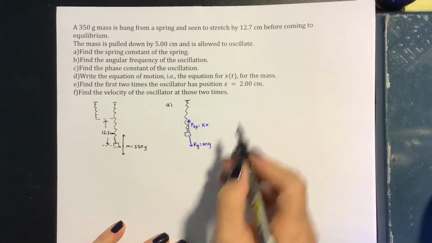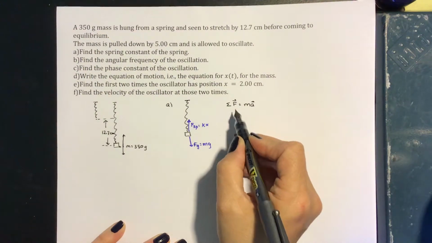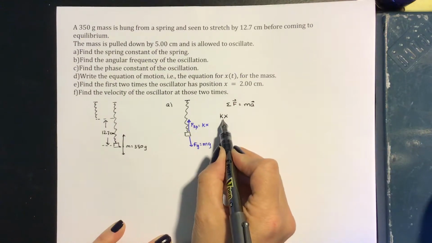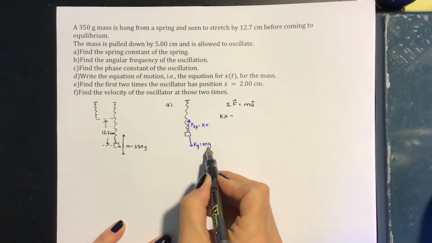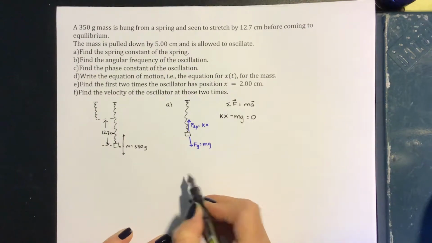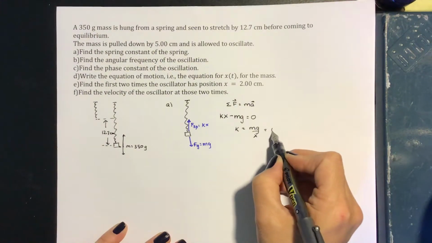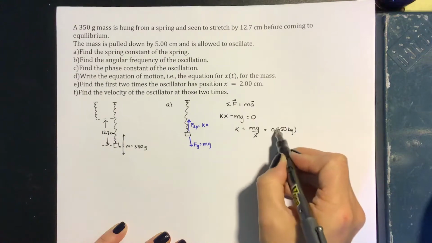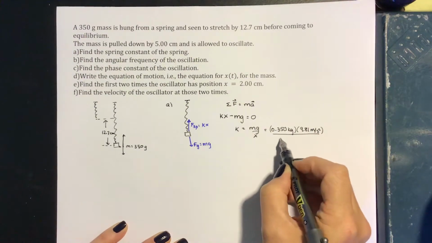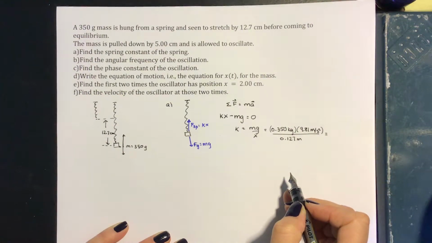If we write Newton's second law, the sum of the forces equals mass times acceleration. It's not oscillating at all, so our acceleration is 0. The spring force points up, so it's positive, and we take away our weight, because that points down, so it's negative. So kx minus mg equals mass times acceleration, which is 0. Solving for k, we get mg divided by x. Putting our numbers in: 0.350 kilograms times 9.81 meters per second squared, divided by x, the distance stretched from equilibrium, 0.127 meters. Put that through the calculator and we get k equal to 27.0 newtons per meter.